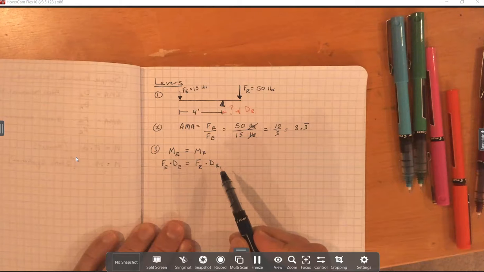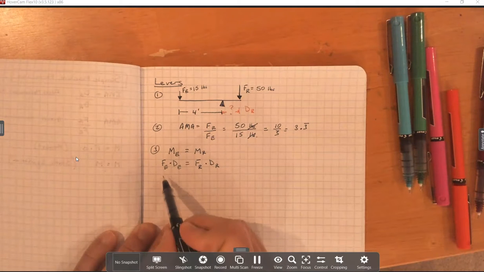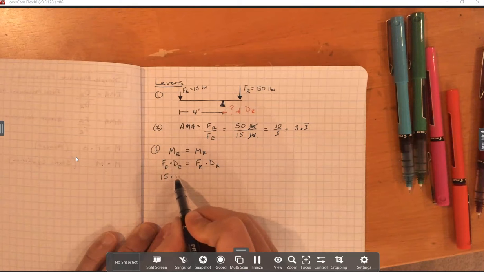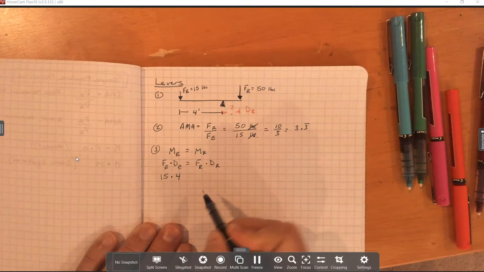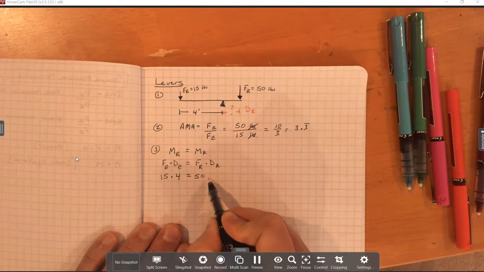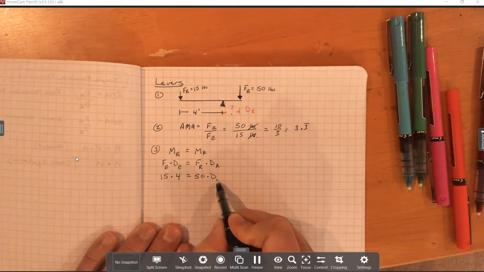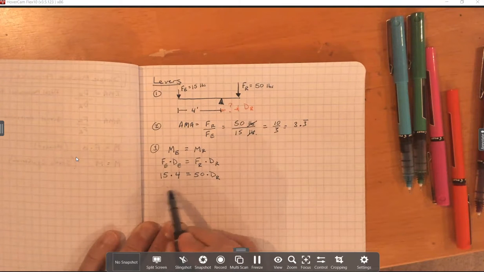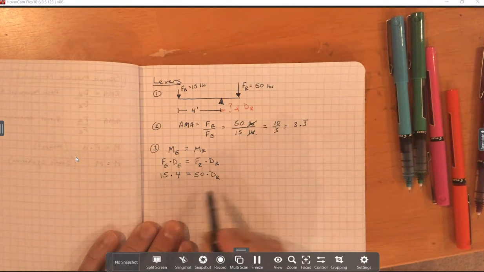Looking at the problem, what they give me, I have 3 out of the 4 things. I know my effort force is 15 pounds, and I know that distance from the fulcrum for that 15 pounds was 4 feet. On the resistance side, we knew we had 50 pounds of resistance, but we did not know how far away along the lever arm it was placed.